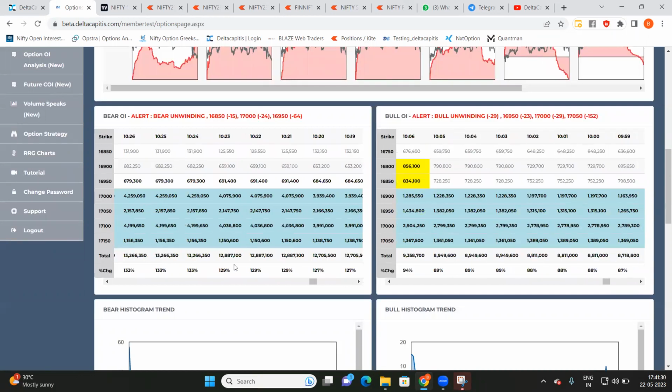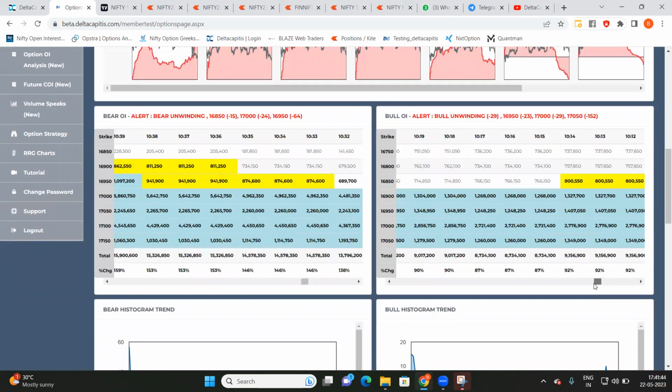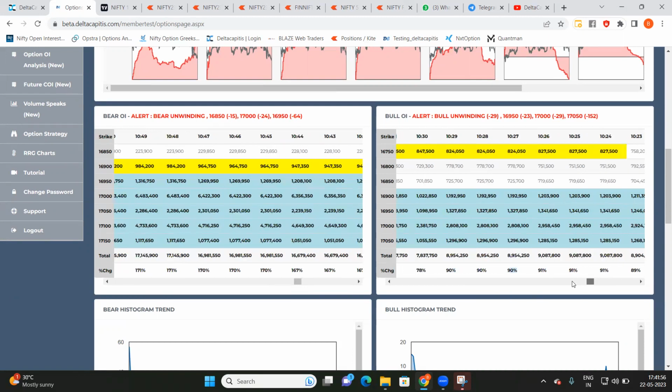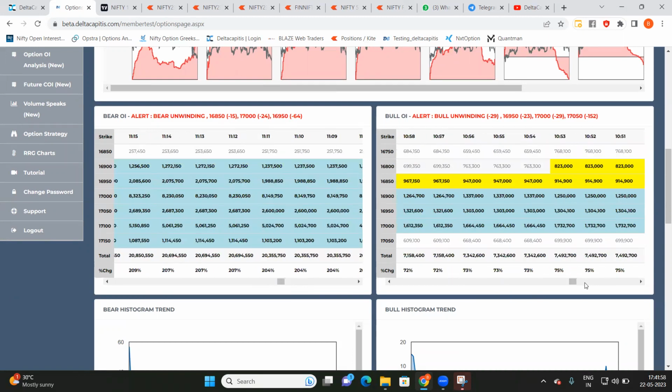Now you go further. 129% addition to the bearish side, hardly 95% on the bullish side. The difference between the bears and bulls is not huge. That means the big movement has not happened on the downside, but basically it is bearish on a larger scale. You go further, now the difference between the bulls and the bears is almost closing to double, 90 and 170%. 89 lakh positions and 1.6 CR positions. Go further.